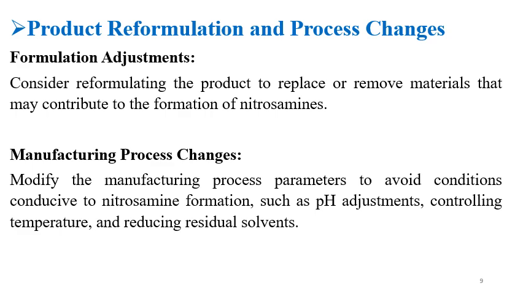Regulatory authorities also have given some points to control the nitrosamine formation. Manufacturing process change may involve modification of the manufacturing process parameters to avoid conditions conducive to nitrosamine formation, such as pH adjustment, controlling temperature, and reducing the residual solvents.